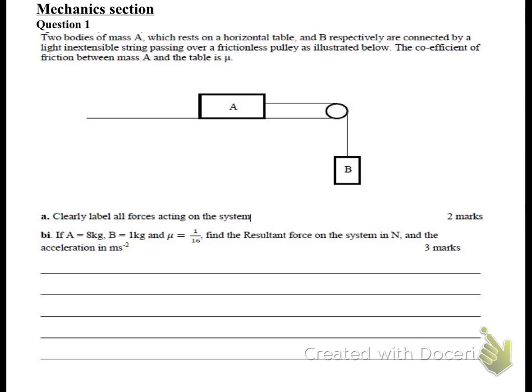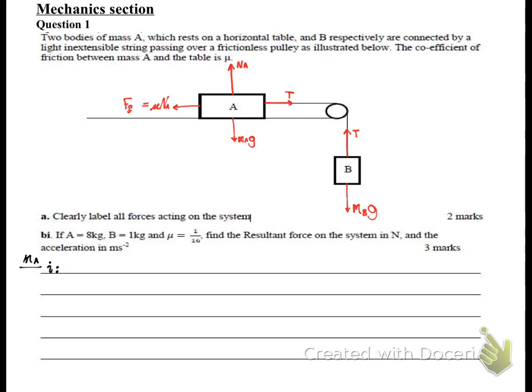So first off, let's clearly label all the forces on the system. There we go. So we've got a normal force, we've got force due to friction, we've got a weight force, we've got tension. And on mass B we've got equal size tension and a weight force. So if A is 8 kilograms and B is 1 kilogram and we have a value for mu, find the resultant force on the system in newtons and the acceleration.